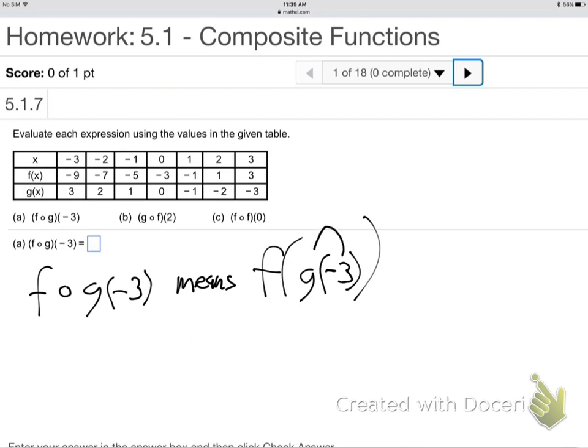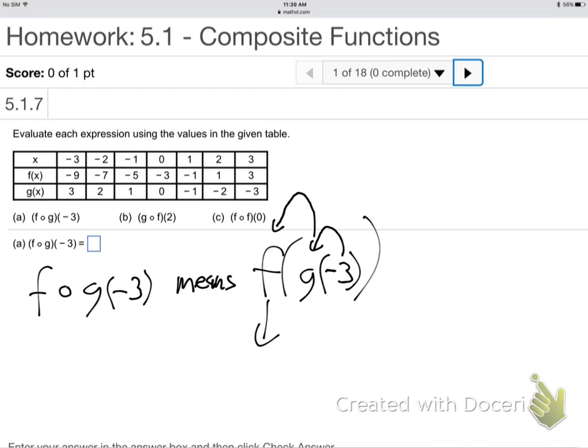The -3 will go into the G machine, and the G machine will do whatever it's going to do to it, and then it'll pop out of the G machine and go into the F machine, and the outer F machine will do what it does to it, and the final product will come out. That's what it means. We're going to run the -3 through both machines, like running the piece of bread through the toaster and the refrigerator.